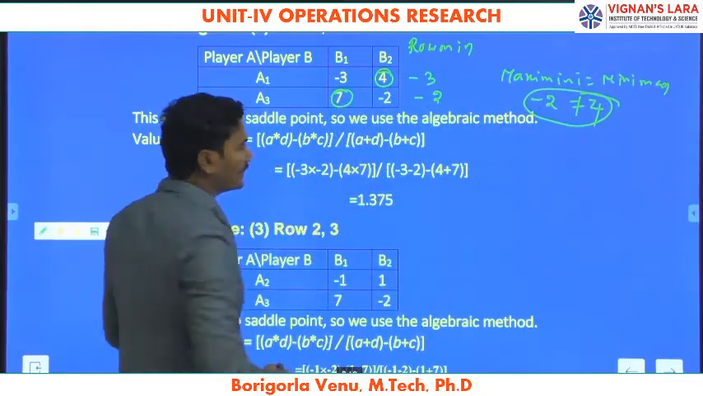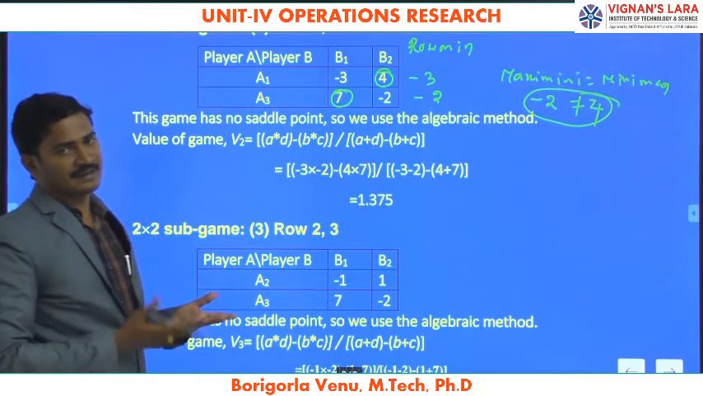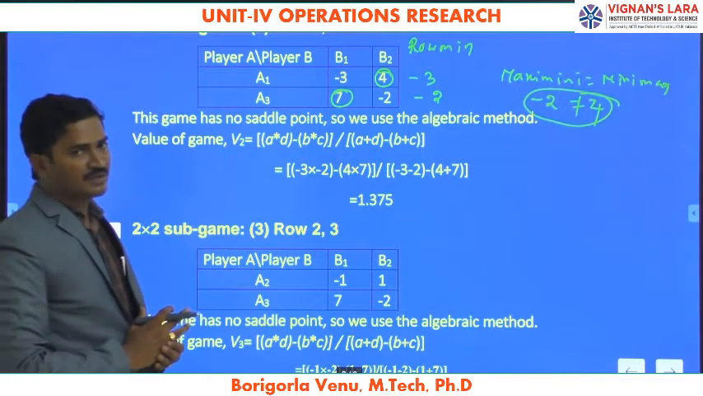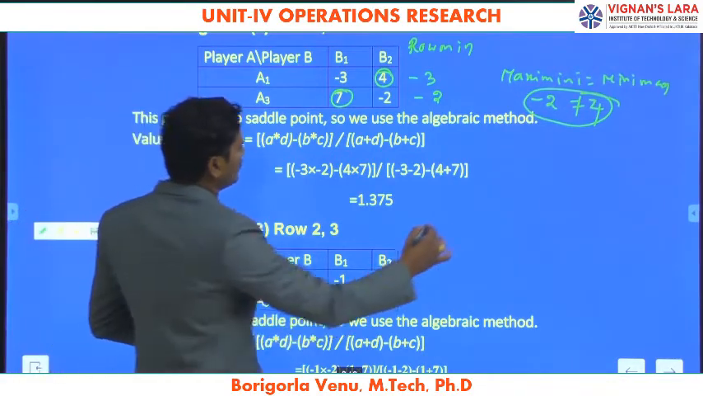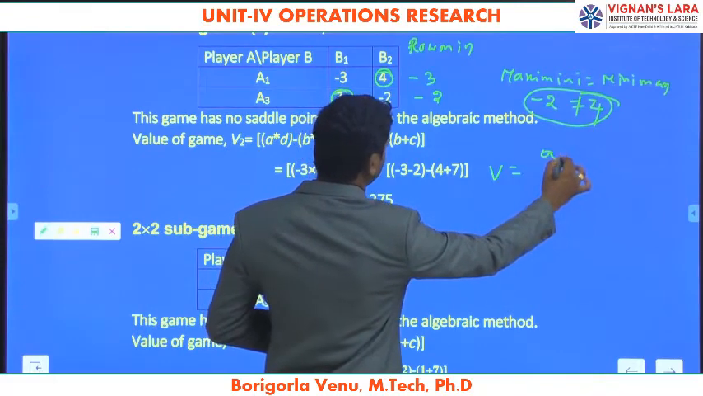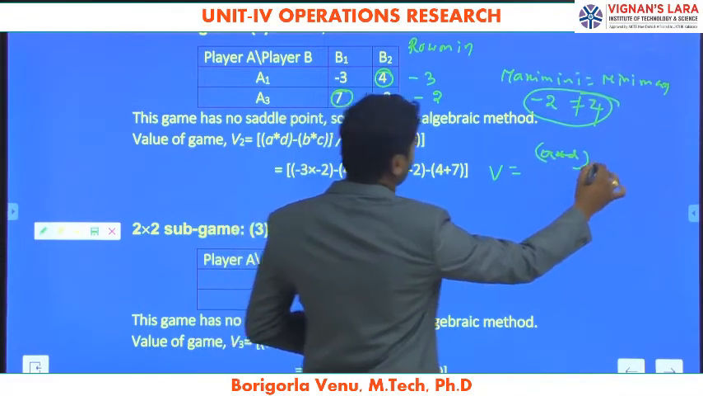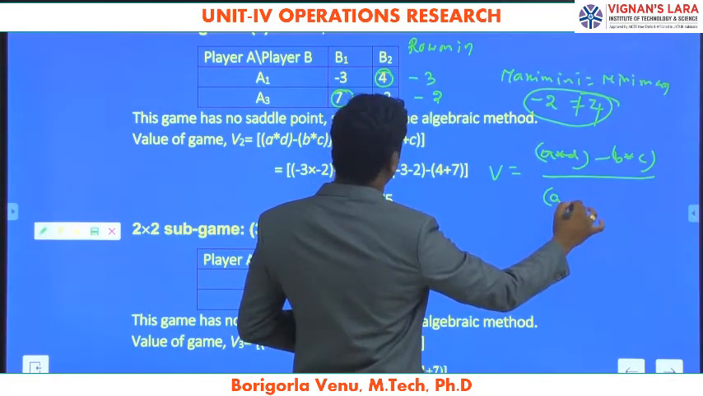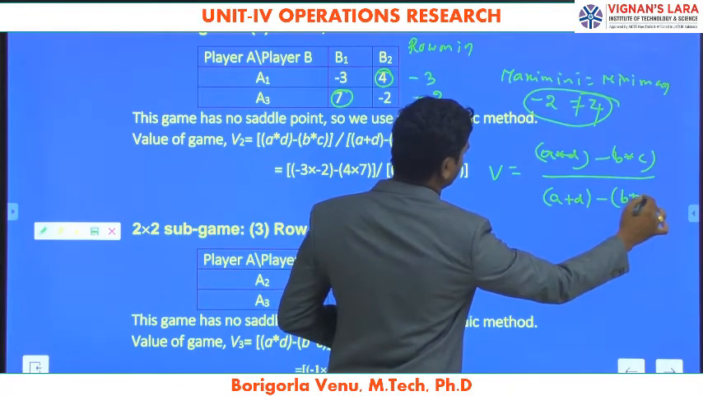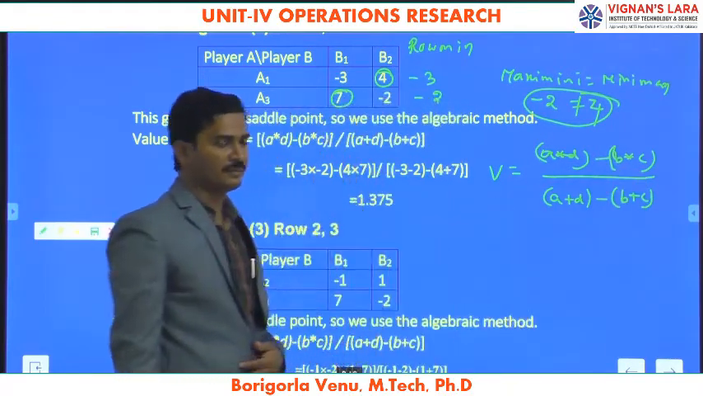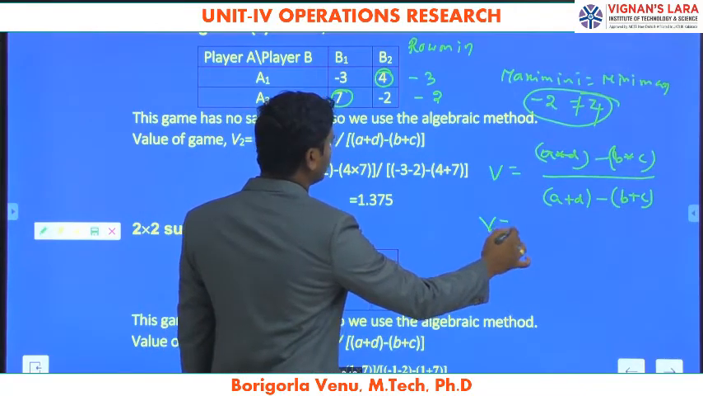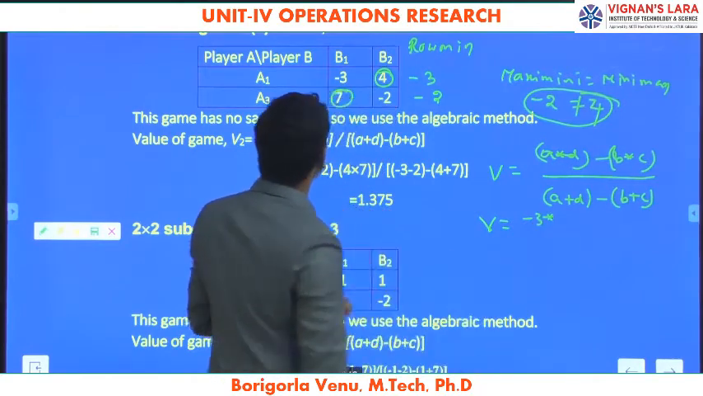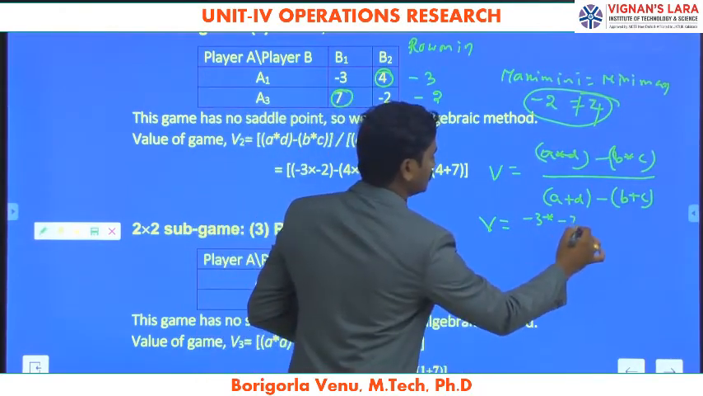Now I am going to calculate the value of the game by the calculus method or the algebraic method. If I choose the algebraic method, the formula is v equals (a into d minus b into c) divided by (a plus d minus (b plus c)). This is the formula for the value of the game. Here we know the a and d values. A is minus 3, d is minus 2.